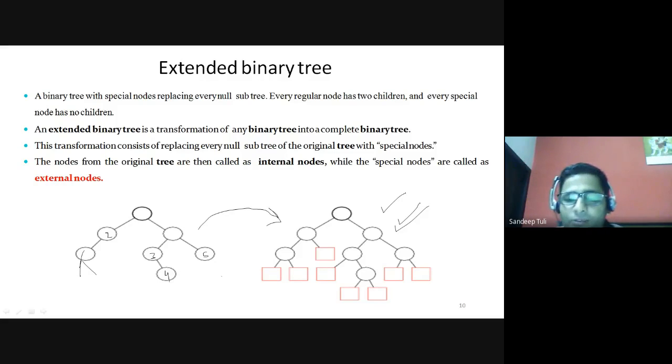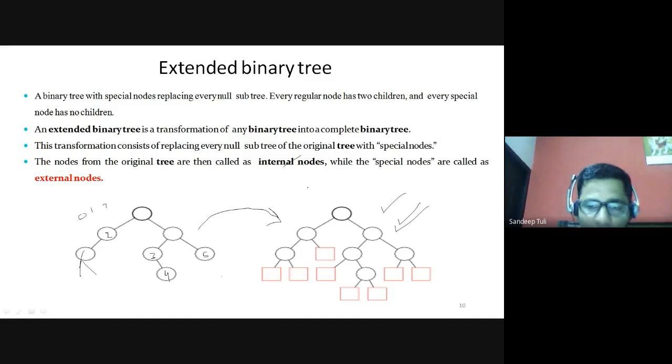That's it. So what we are going to do is, in an extended binary tree, we can convert a simple binary tree into a strictly binary tree. That binary tree is given to me in which the number of children of a node could be 1, 0 or 2.